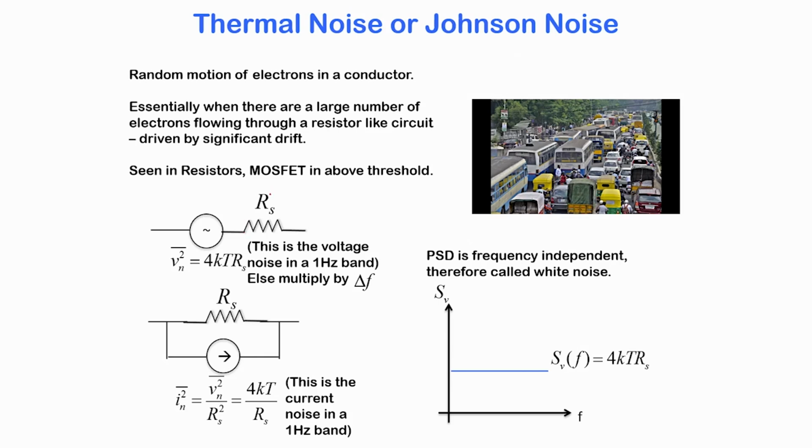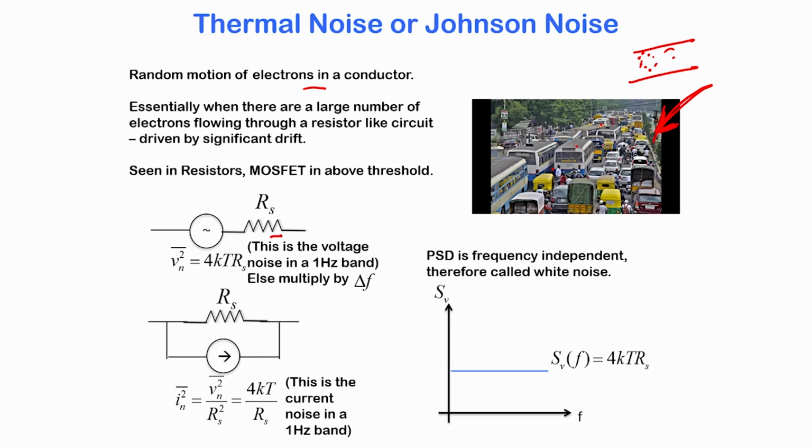And this noise is simply because of the random movements of electrons in a conductor. And this typically happens when you have a conductor and a large number of electrons moving through. We are not talking about a sparse population. Since many of you might be familiar with some crowded cities, I have put a picture of traffic in a very crowded city. If you look at these roads, they are completely jam packed with vehicles.